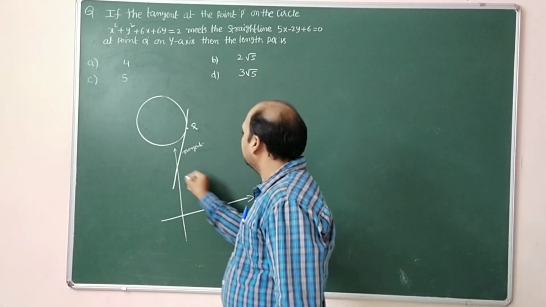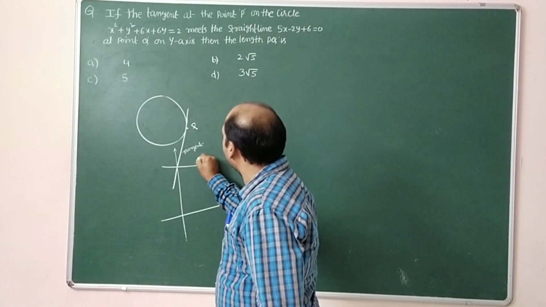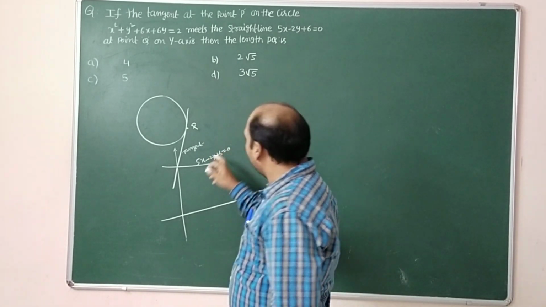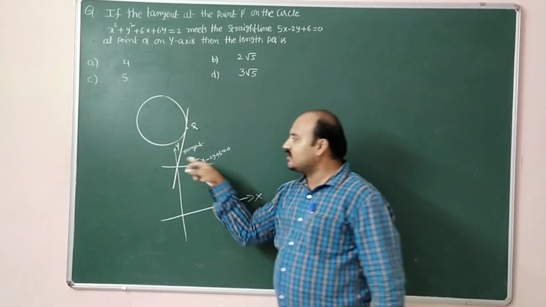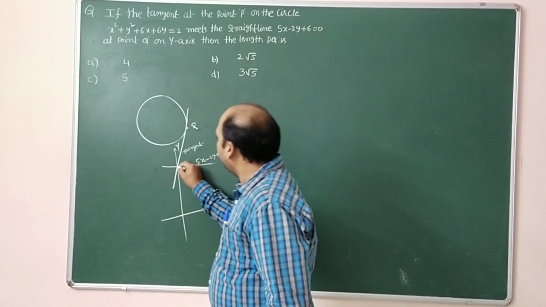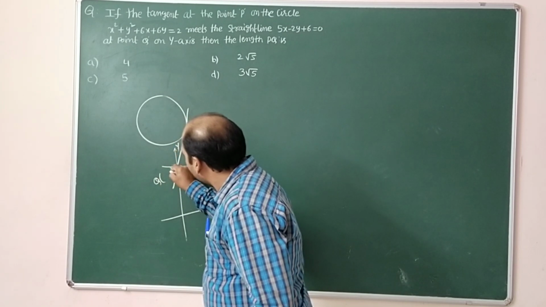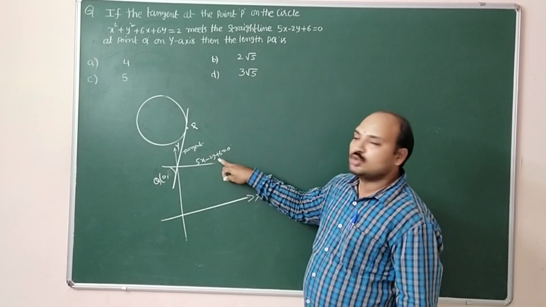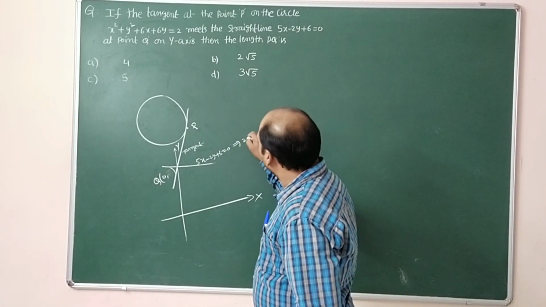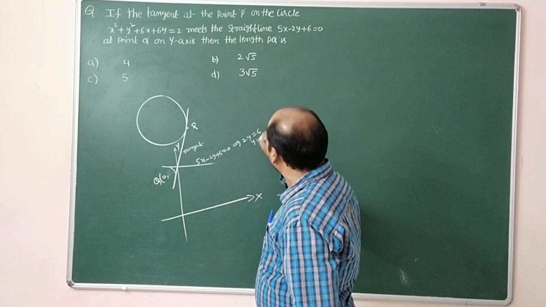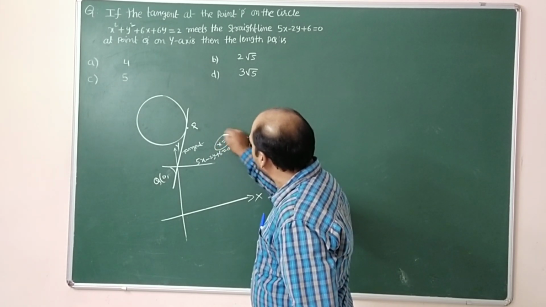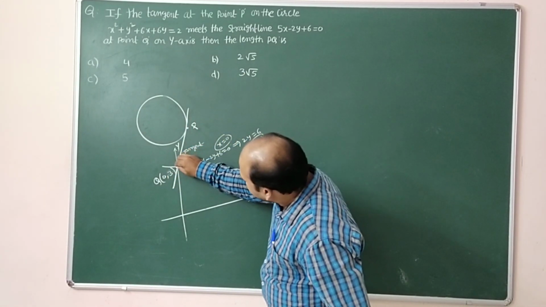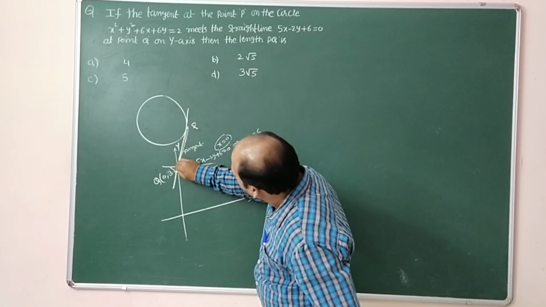X-axis, y-axis. This straight line, which is 5x minus 2y plus 6 equal to 0, meets on y-axis. On y-axis, which coordinate is 0? X coordinate is 0. This is Q point. If you put x equal to 0, minus 2y plus 6 equal to 0, 2y is equal to 6, y is equal to 3. So 0 comma 3. Now they are asking the distance between these two, the QP length.